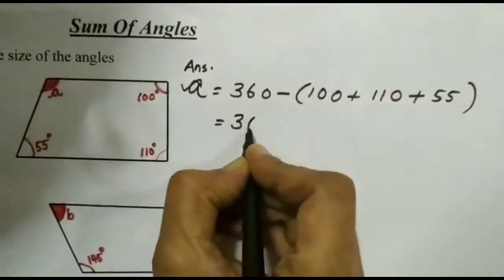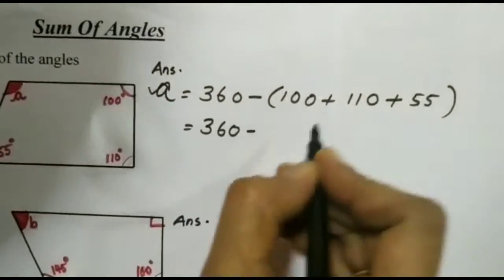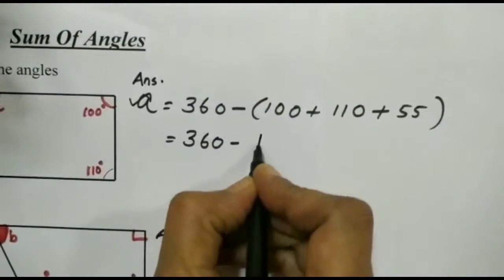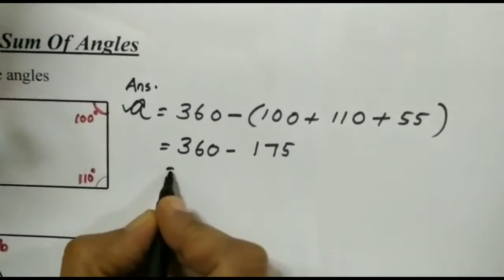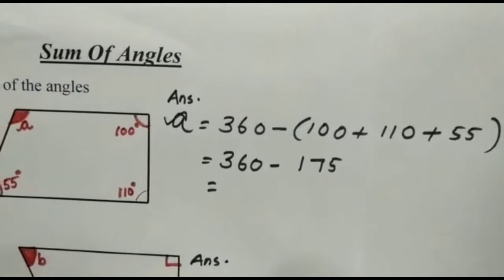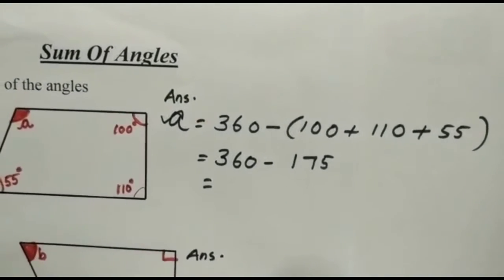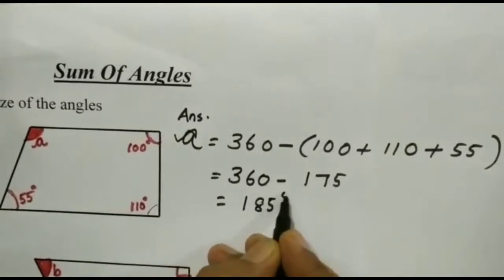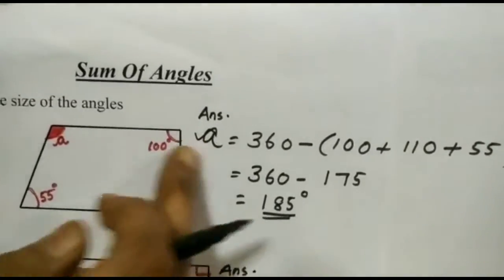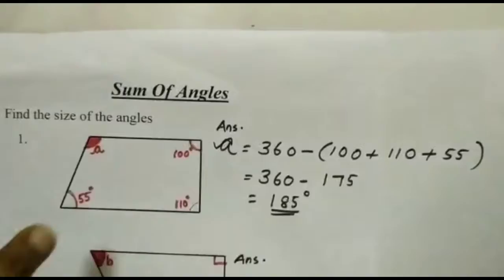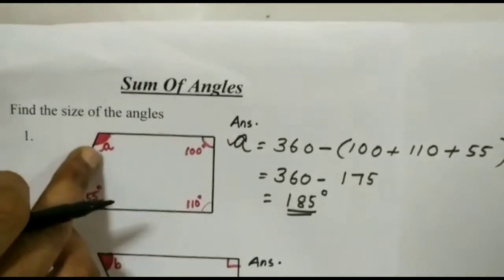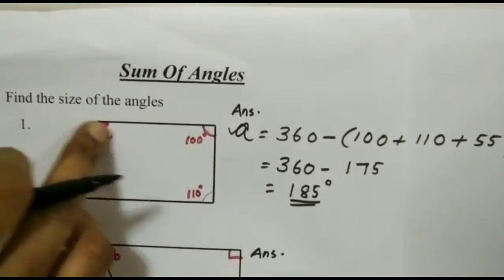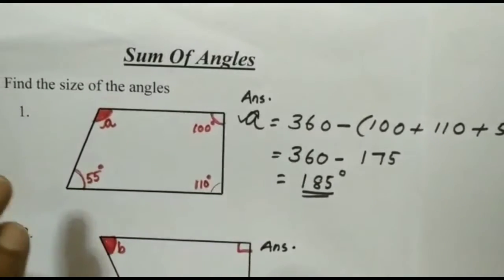So we add the three angles, it becomes 175, then subtract from 360. So the answer is 185 degrees. So angle A will be 185. We are adding the three angles and subtracting from 360 because the total angle in a quadrilateral is 360.